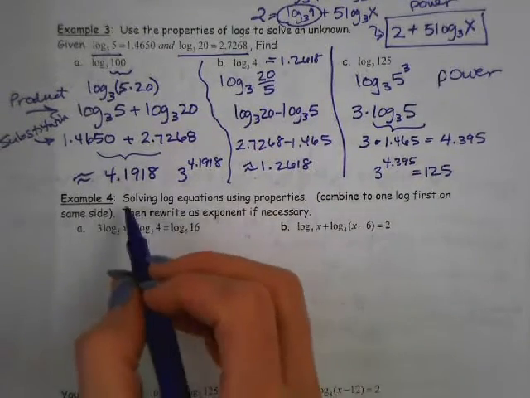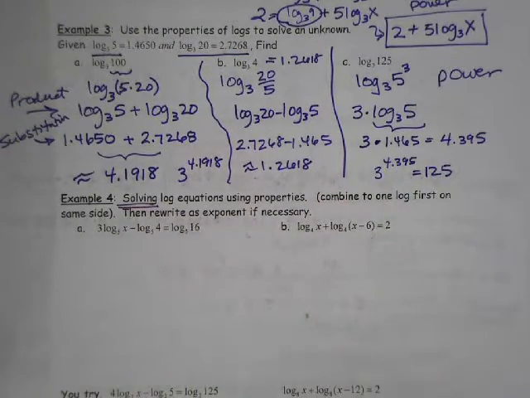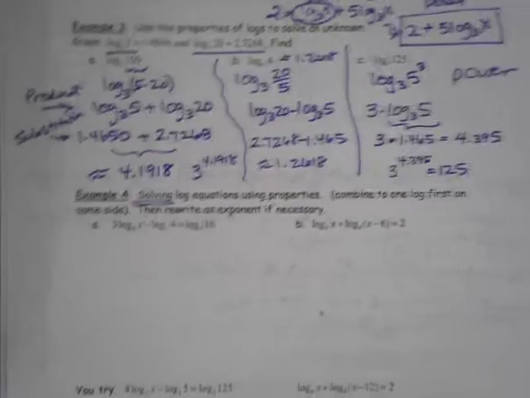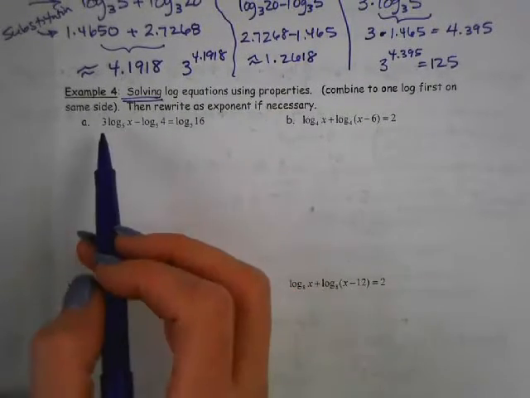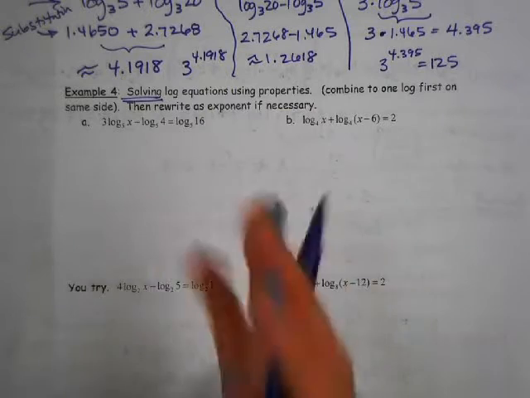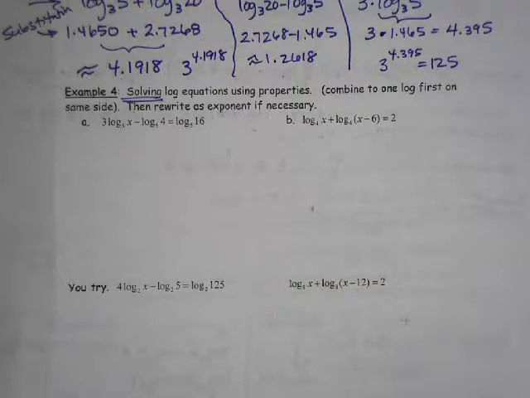So this is where we want to use our properties to simplify as best as we can. Okay? And then you're going to be left with somehow a way to solve for x. Okay? So, looking at example number A. So I have this long equation here. My goal is I want to simplify. I want to try to get all my logs into one value or something I can use.